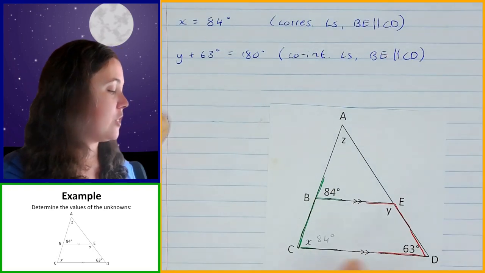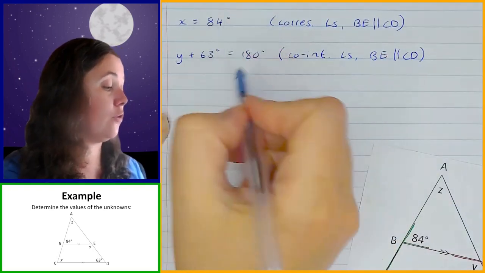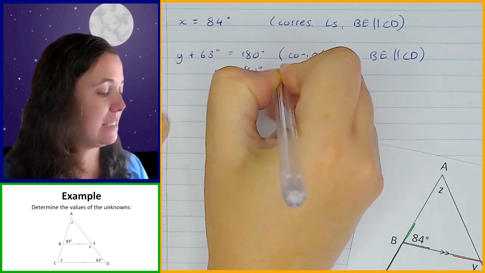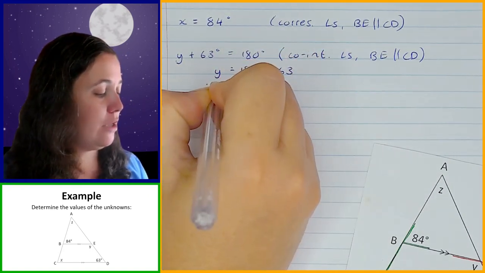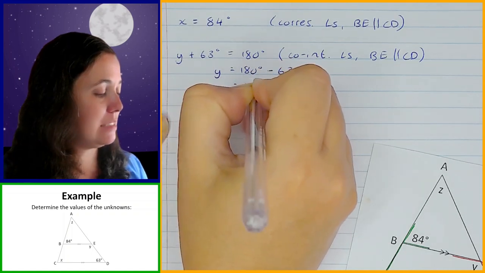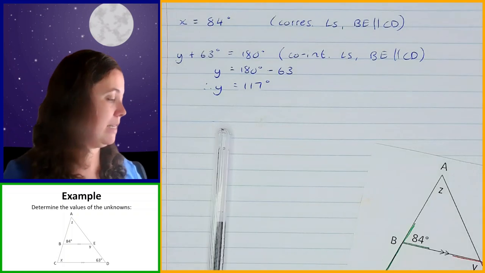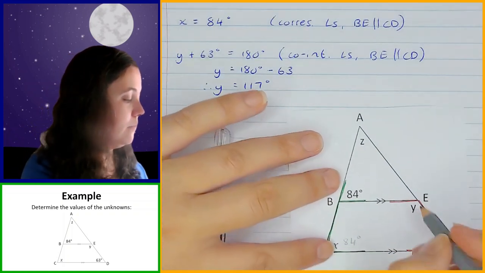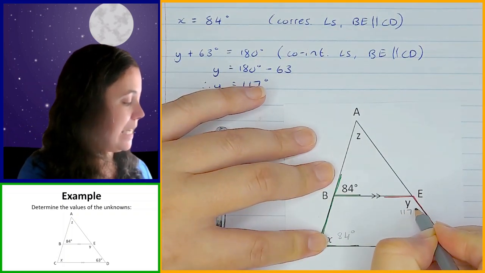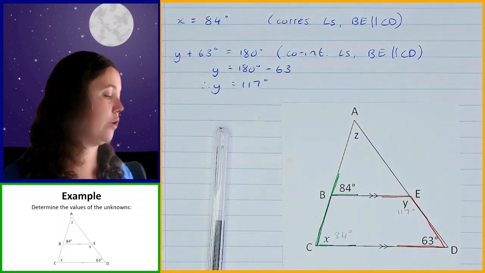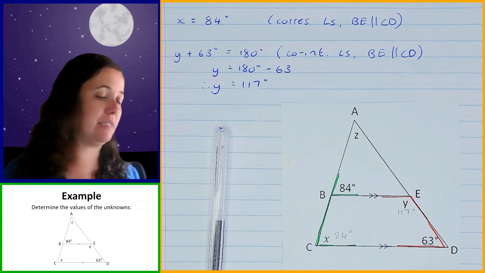So now I can solve for y quickly. Let's say y is equal to 180 degrees minus 63 degrees. So therefore, y is equal to 117 degrees. So next thing I'm going to do is write that on my diagram over here. Now I can see, what do I now know that can help me to work out the size of z?